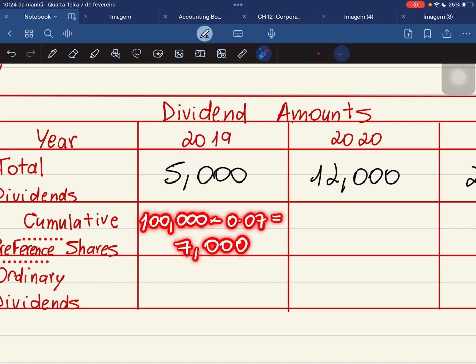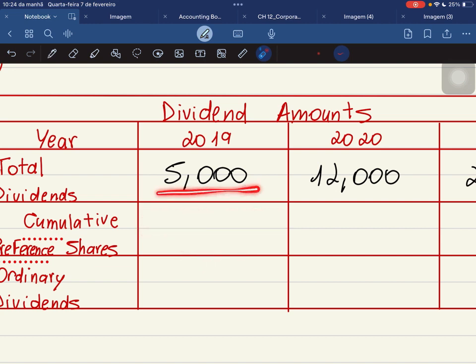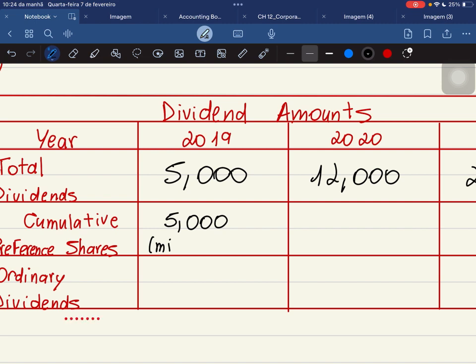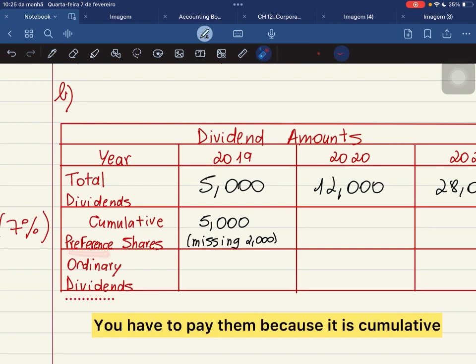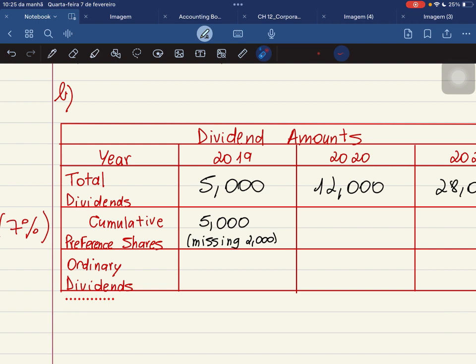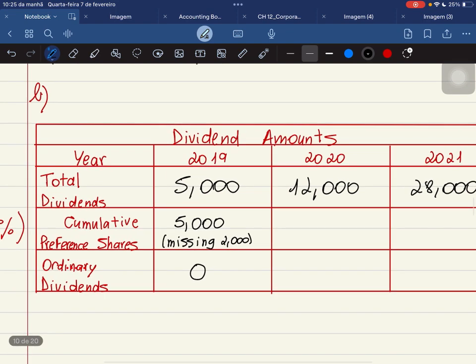But again, do you have 7,000? You do not. You only have 5,000. So just like it happened at the previous number, you're going to have to get all of that money away because originally it was 7,000, right? But then what happened to the extra 2,000? Well, you're missing it, right? And you have to pay them because the preference shares, whoever owned these preference shares, they have the right to receive 7,000. It might not be now, it might be next year, but they have the right to receive this 7,000. So they first get 5,000, and then ordinary shares shall get 0, right? Because there's no dividend left for us to distribute to them.